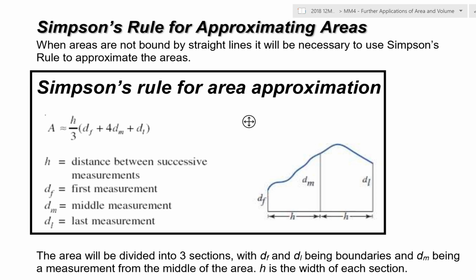Simpsons Rule is what we're going to learn about today, and this is something that's new. This is something that we haven't used before. Now, Simpsons Rule we use for estimating the area of shapes that no amount of dissection is going to reduce to familiar shapes.